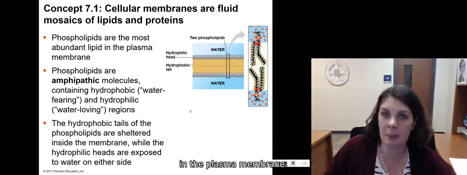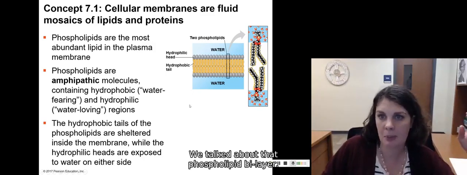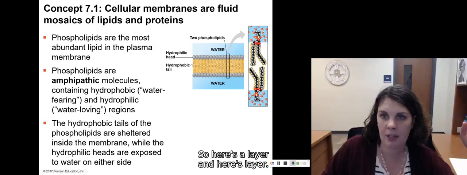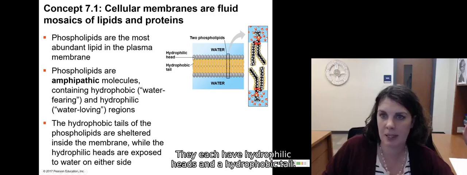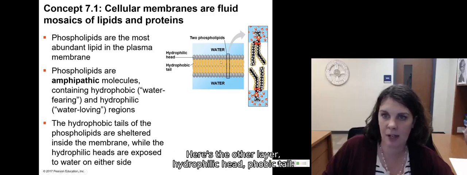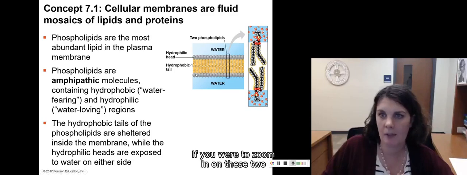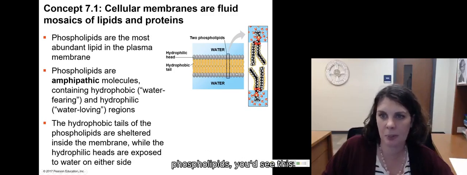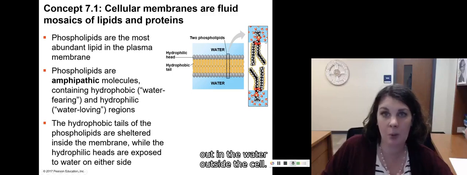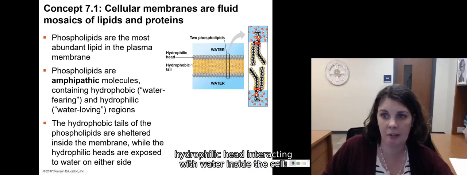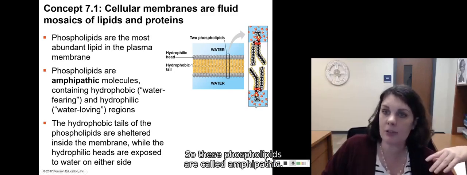So phospholipids are the most abundant lipid in the plasma membrane. So we talked about that phospholipid bilayer. So here's a layer and here's a layer. They each have hydrophilic heads and a hydrophobic tail. Here's the other layer, hydrophilic head and hydrophobic tail. If you were to zoom in on these two phospholipids, you'd see this. So the hydrophilic head out in the water outside the cell, hydrophobic tails interacting with each other, and then hydrophilic head interacting with water inside the cell.